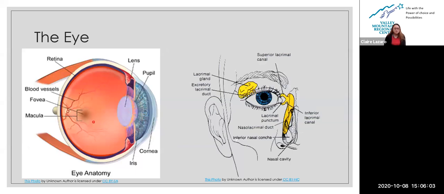Here's your macula, and your fovea is the central vision, the sharpest vision in your eye. You have all your rods and cones there, your blood vessels going there. This is like a side area, a side view of your pupil there and your iris.